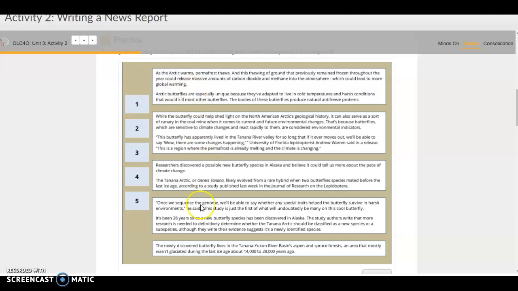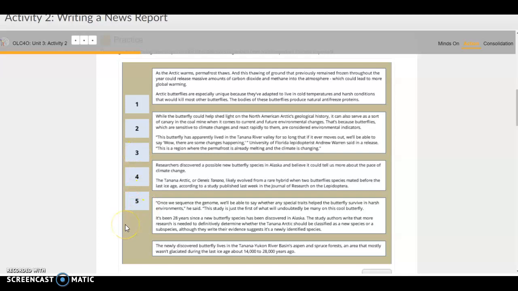So which one of these 5 paragraphs should be the first paragraph? Which one is the lead? Which one provides the most detailed information, or the most specific information, I should say, about the who, what, where, why, when, and how? Which paragraph should be the second? Which one is the second most important paragraph? And then third, fourth, and fifth.